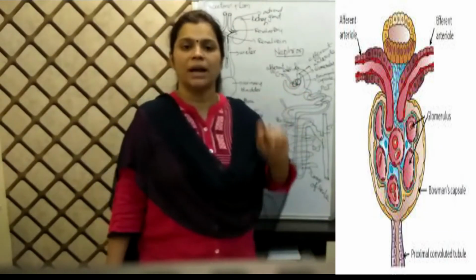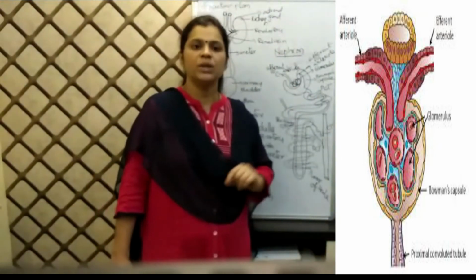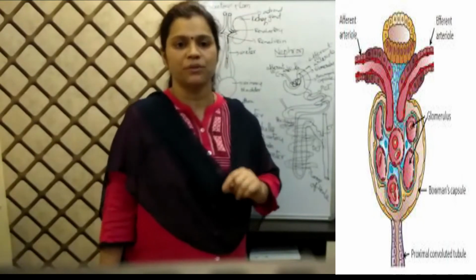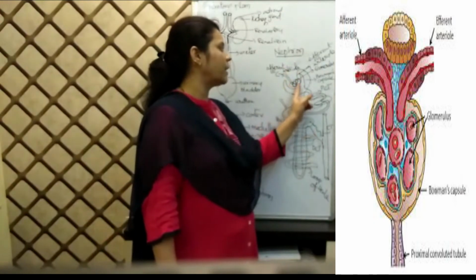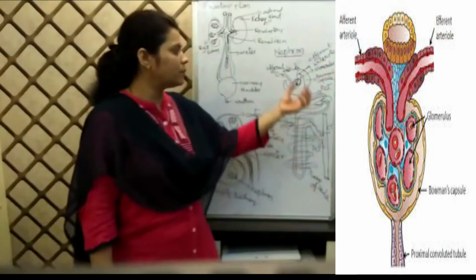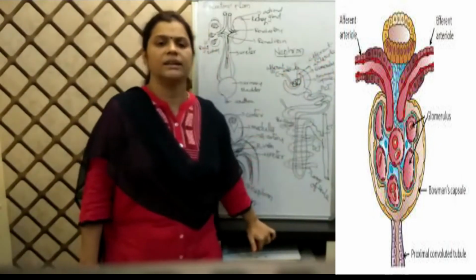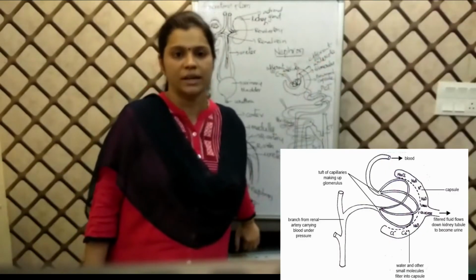Bowman's cup is a blind, broader-shaped ending in the nephron which accommodates the glomerulus. The glomerulus develops from the afferent arteriole, enters inside the cup, and comes out of the cup as the efferent arteriole. If you observe this afferent arteriole and efferent arteriole, the diameter of the efferent arteriole is less than the afferent.